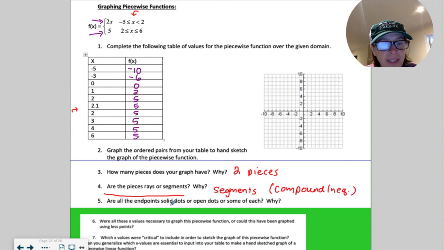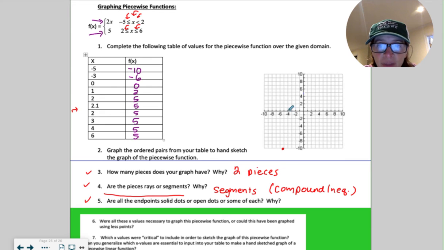Are all the endpoints solid dots or open dots or some of each? So I can see that I have an open dot here, closed dot here, closed dot here, closed dot here. Okay? All right, we're going to graph from there. So we got through questions 3, 4, and 5, and we'll go back to the remaining questions after we get this graphed. Okay, so I have a point -5, -10.